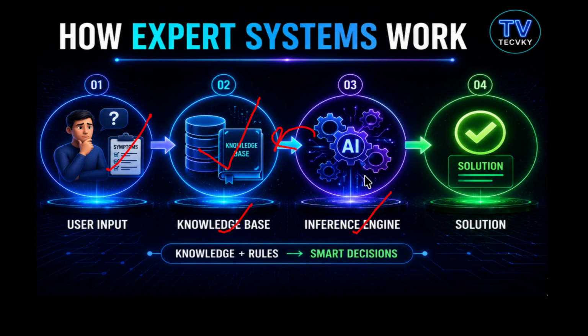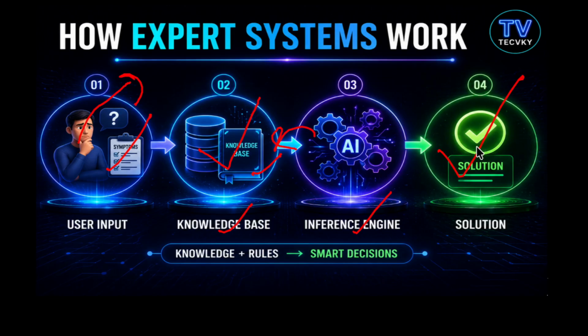The overall process is quite simple. First, the user provides information or answers questions. Next, the inference engine analyzes that information using the knowledge base. Finally, the system produces recommendations, solutions, or decisions based on its reasoning. In simple terms, the knowledge base provides expertise while the inference engine uses that expertise to solve problems and assist users in making decisions and providing solutions.